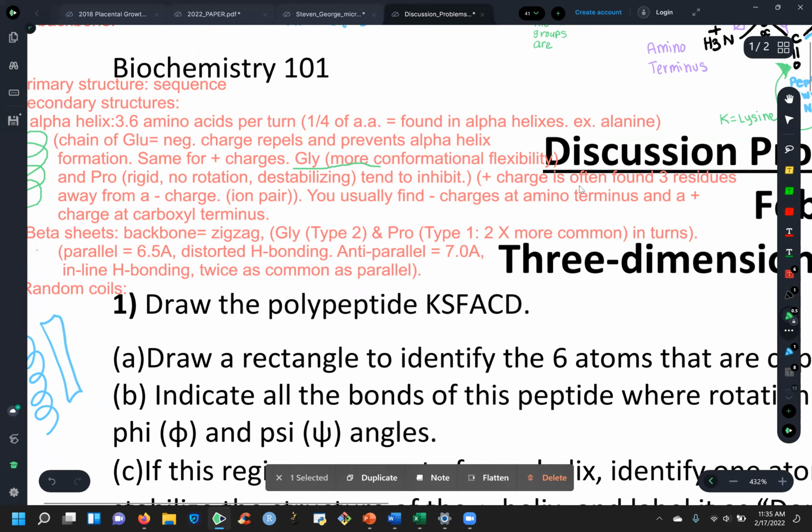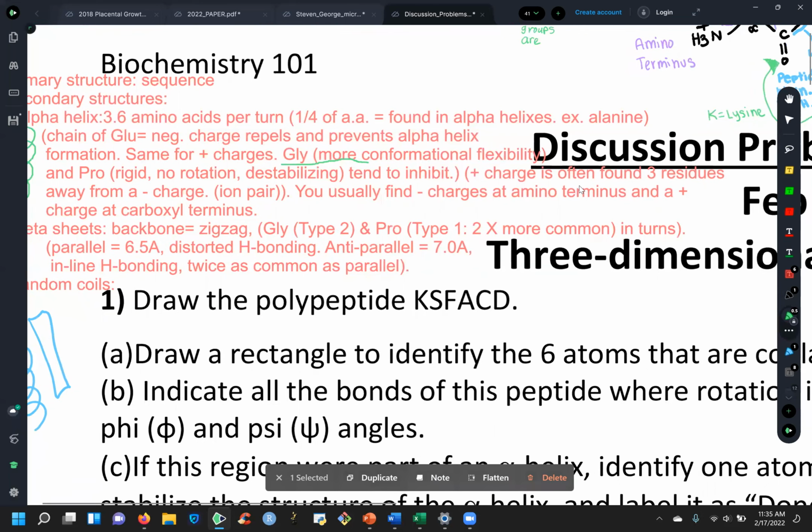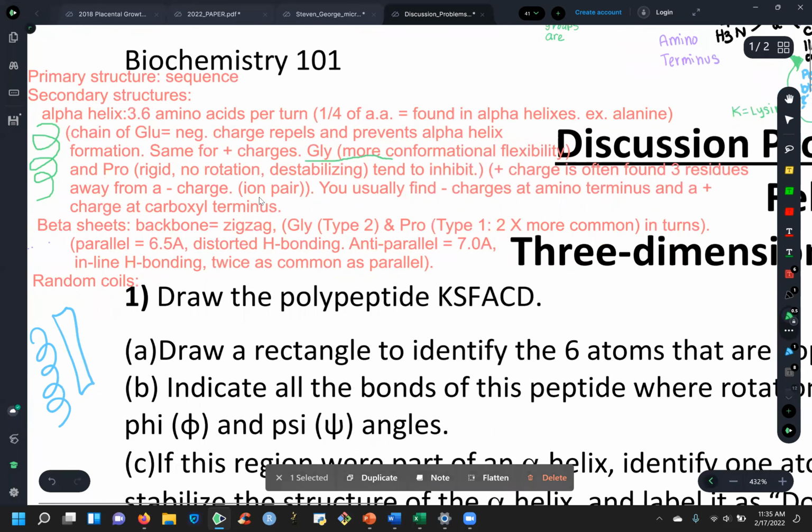And one common thing that you find in alpha helixes is that you'll have a positive charge and then three residues down, three or four, you'll find a negative charge. That's what you often find. It's kind of a trend that you find, because they will create an ion pair. So that's why for the alpha helix. Okay, so let's see.